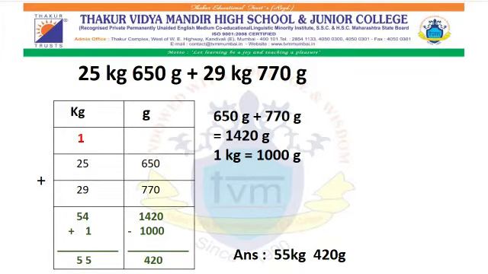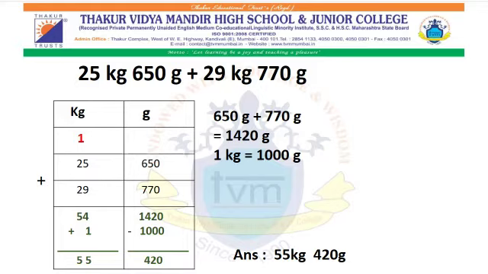Now let us see one more example. We had seen kilometers and meters. Now we will see kg and gram. Here you have to add 25 kg 650 gram plus 29 kg 770 gram. So again we will make two columns of kg and gram and arrange the numbers, that is 25 in kg place and 29 in kg place, and in grams place we are having 650 plus 770. Now starting the addition from grams place, 650 gram plus 770 gram is 1420 gram.